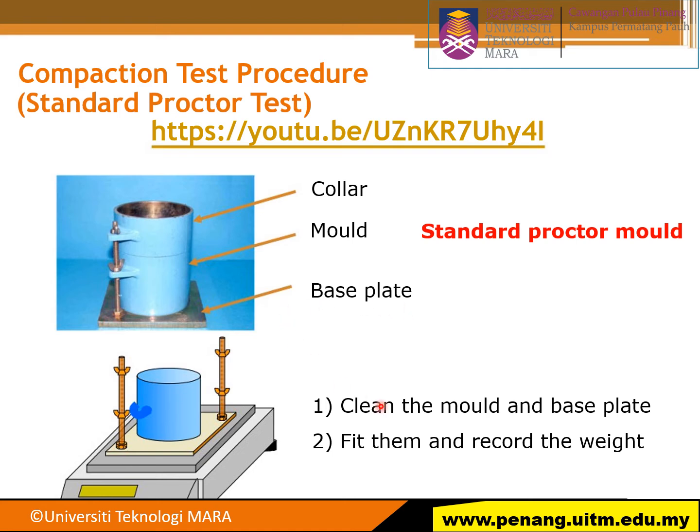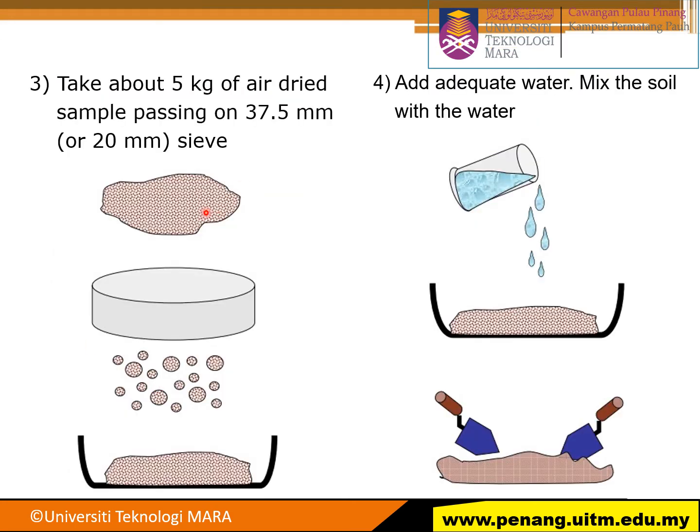So what we do first in the procedure is clean the mold and the base plate. Then, second, weigh them and record the weight of the mold and also the base plate. Next, take about 5 kg of air dried sample passing 37.5 or 20 mm sieve, and then add adequate water and mix the soil with the water. You have to repeat the same procedure 5 or 6 times.